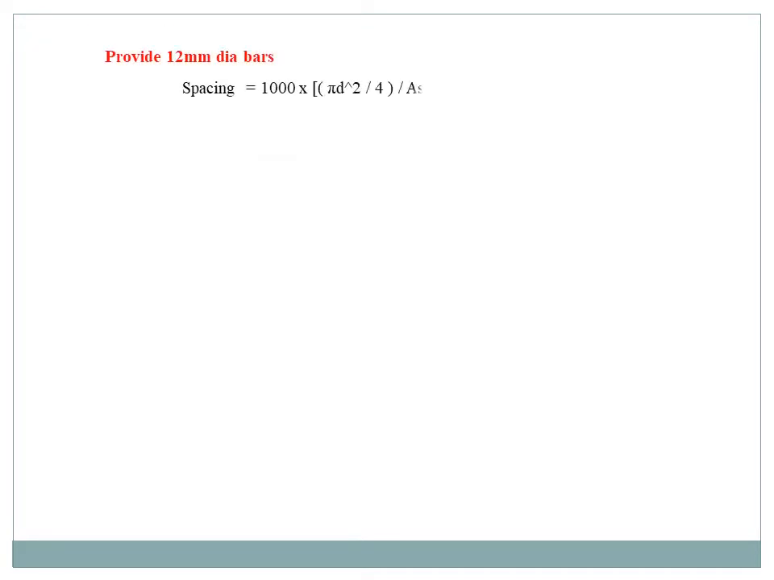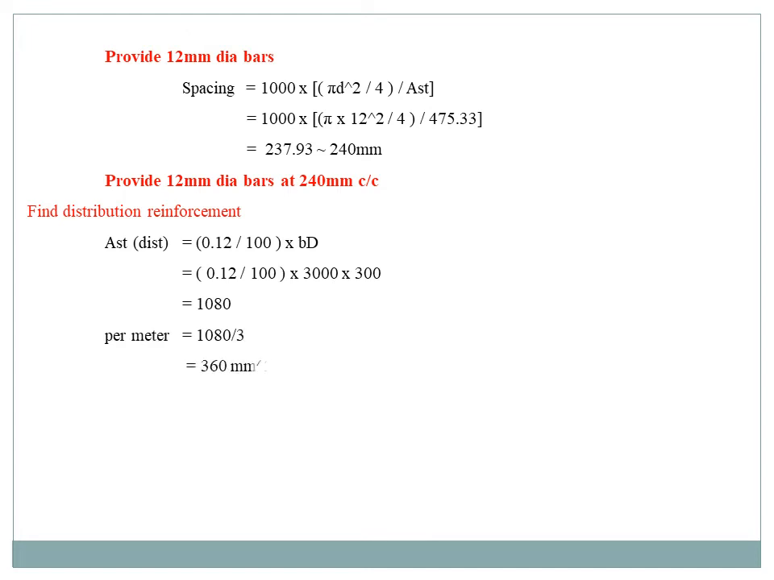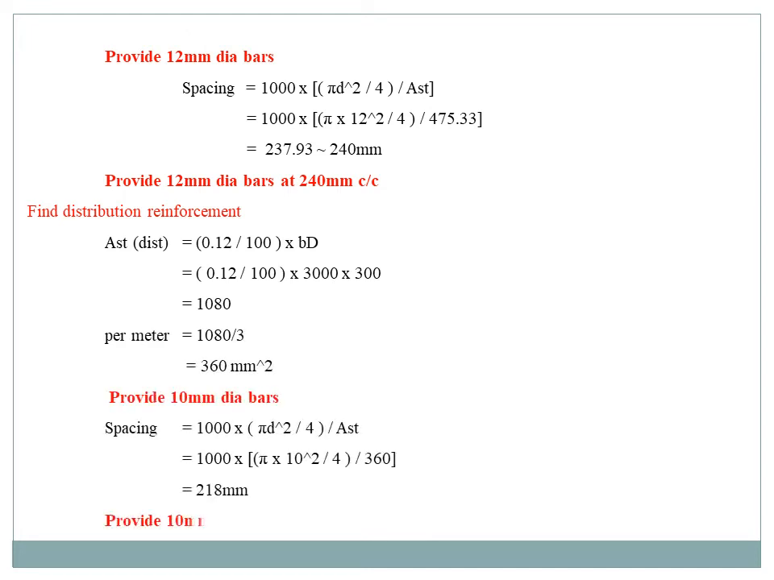So provide 12 mm dia bars, then spacing is equal to a simple formula. We know the formula is 1000 into pi by d square by 4, divided by AST. So we apply d is equal to 12 mm, because 12 mm is our reinforcement diameter, and AST is 475.33. So the final spacing is 237.93, which is rounded to 240 mm. So provide 12 mm dia bars at 240 mm center to center distance.